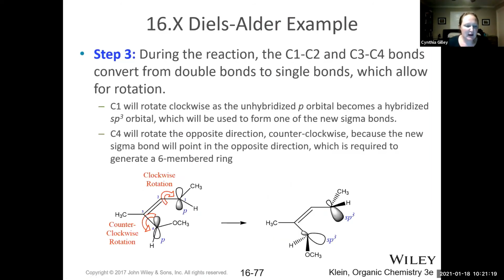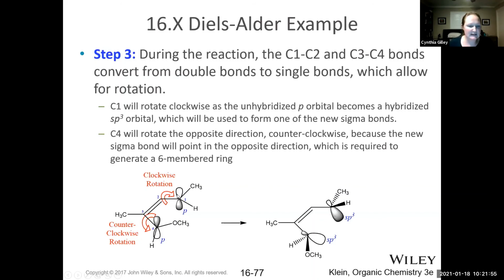So we've figured out the correct alignment, and now we need to imagine what's happening with the orbitals in the reaction. Recall that the bond between carbon 1 and carbon 2 undergoes a clockwise rotation. And that starts happening as this becomes a sigma bond. Prior to the reaction, it was a double bond, and there was no rotation, right? But as the reaction is occurring, it becomes a sigma bond, and we allow for rotation.